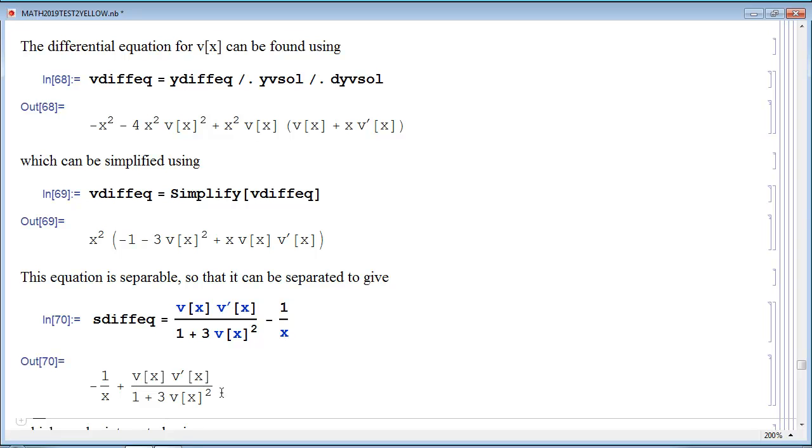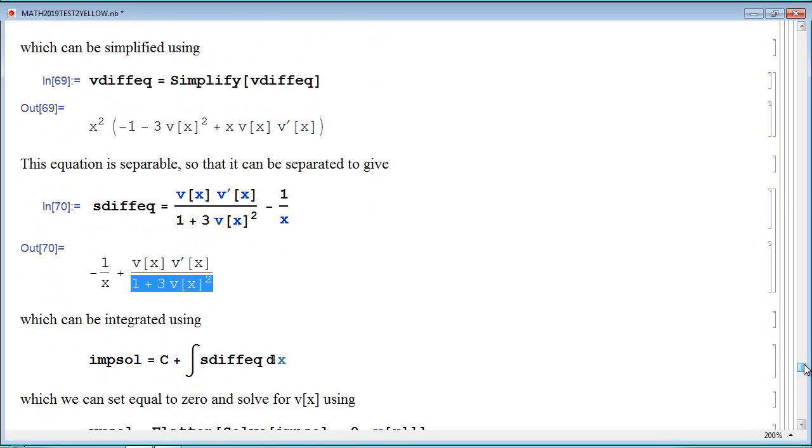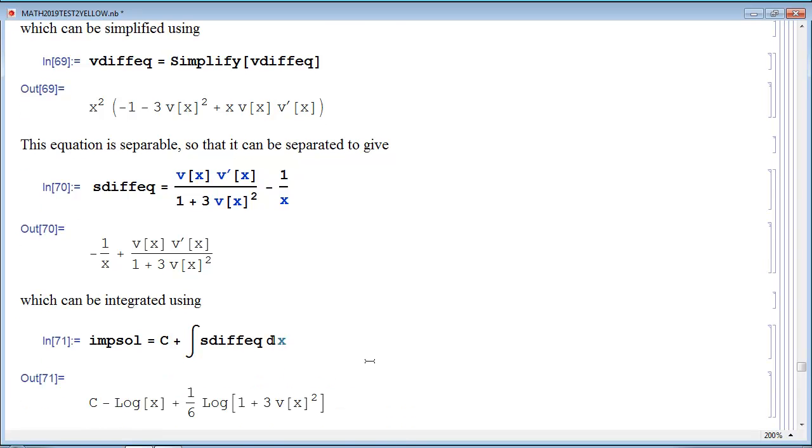So now, this equation is not only separable, but we can see that if we integrate it with respect to x, we can integrate this term without any difficulty, and we can see that the numerator of this second term here is proportional to the derivative of the denominator. So let's integrate that equation with respect to x. So we take that differential equation, integrate it with respect to x, and add an integration constant. And there we have it.